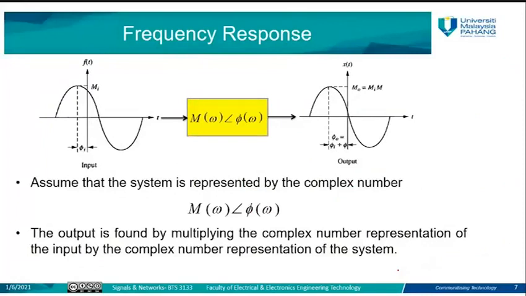As you can see here, this is our input signal, which is sinusoidal. This sinusoidal input signal with phase shift, where the value of the phase shift is phi, goes through a system. This system has this transfer function, either G(s) or H(s) or H of omega in this case. So for example, this is H of omega equal to M of omega.